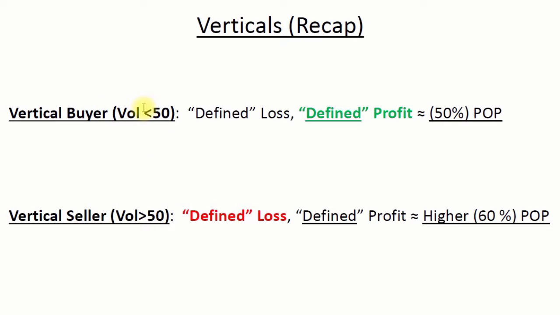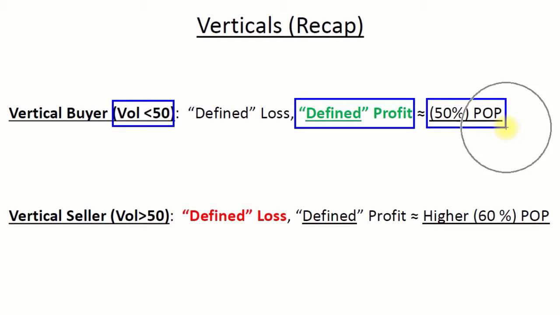We buy verticals if the volatility is less than 50 because that means something is cheap. And when we define our profit by having that POP strike price, we get a much greater POP on a bought vertical as opposed to just a bought option by itself. Instead of roughly 35% POP, we get up to about 50% POP when we define the profit by creating a long, or bought, or debit vertical.